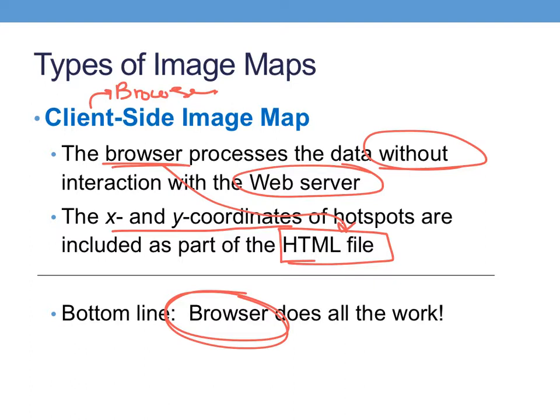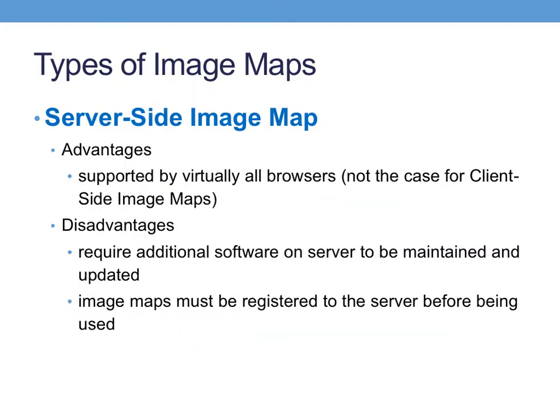So the bottom line here is that the browser does all of the work. In a server-side image map, the server does all of the work, but in a client-side image map, the browser actually does all of the work itself. It doesn't need to reference the web server at all. It just goes straight to that HTML file, figures out where it's supposed to link, and does it all on its own. So now there are advantages and disadvantages to each of these.